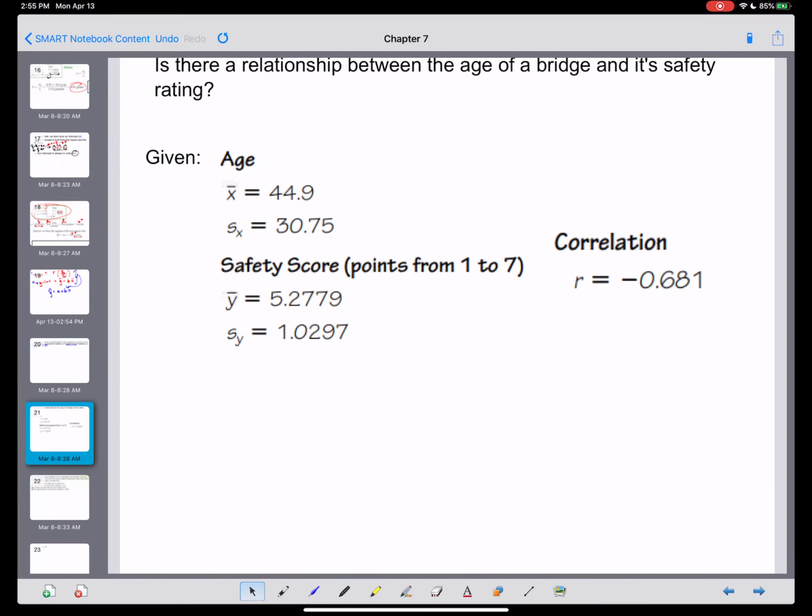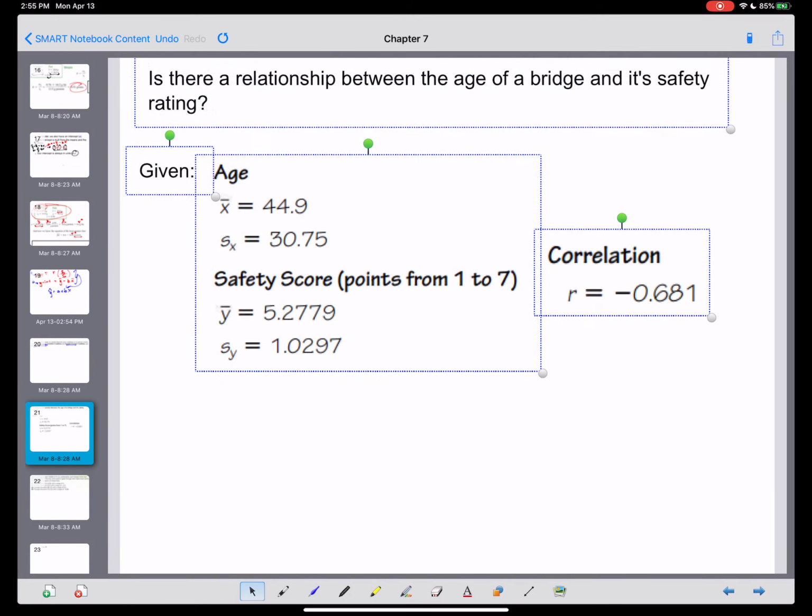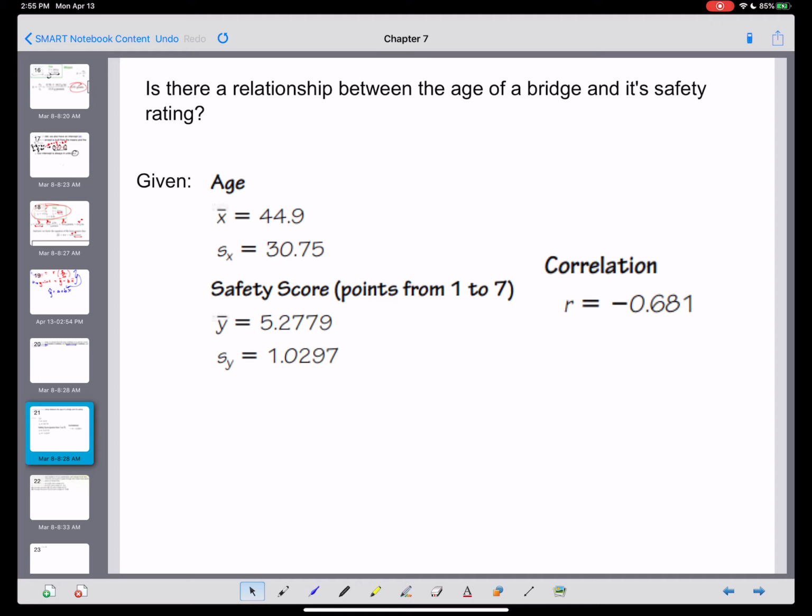Okay, this part right here, is there a relationship between the age of a bridge and its safety? I would say, yeah, there is a relationship. Okay, the correlation is a negative. So that should tell you something. That should tell you that, you know, if safety score is our Y, right, as if it's negative, if we kind of visualize it, it goes down, right? Our R goes down. That means it's a negative correlation.